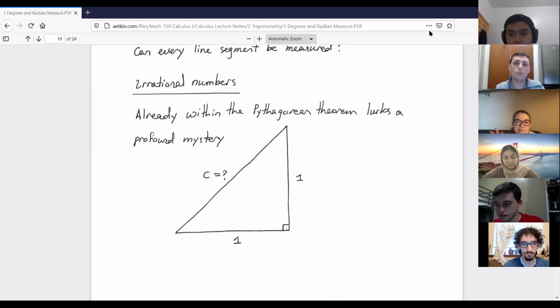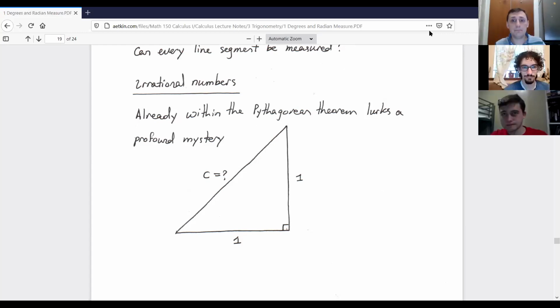It's not 2. The length of the hypotenuse, what is that? You can use Pythagorean. No, it's not 4. My God, what's going on, guys? Square root of 2, precisely. Square root of 2. Why is that so?